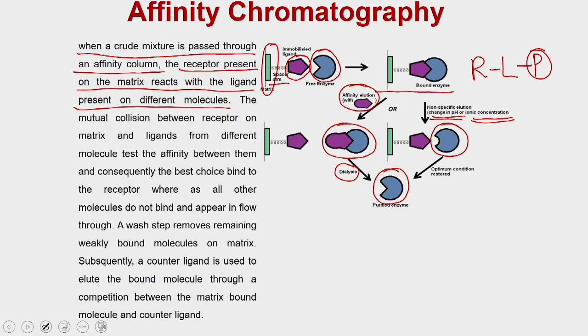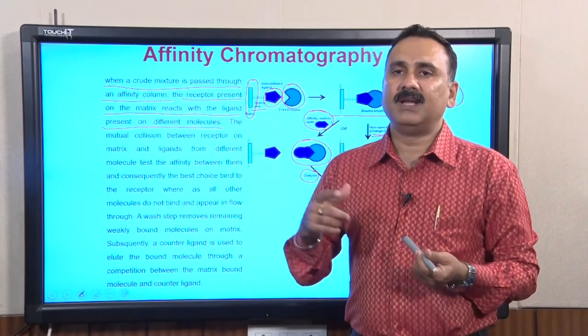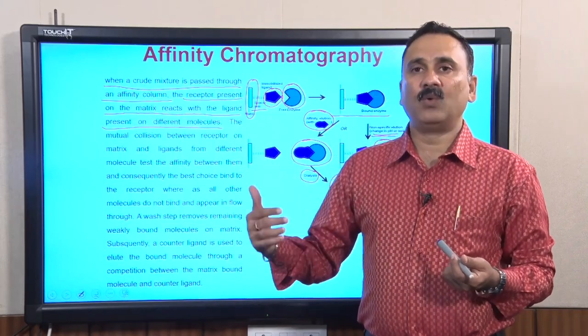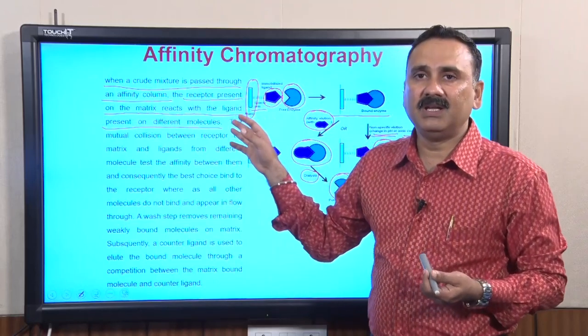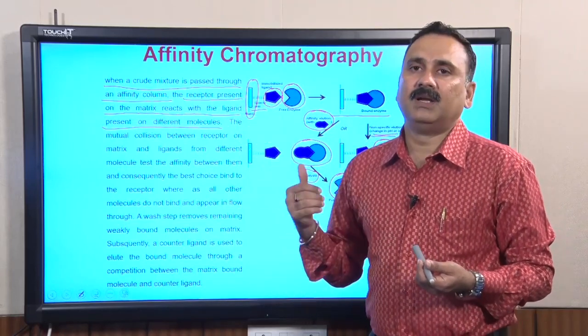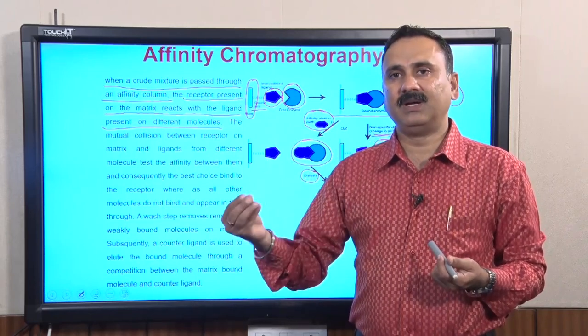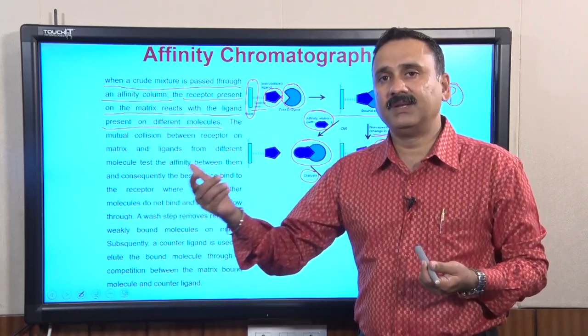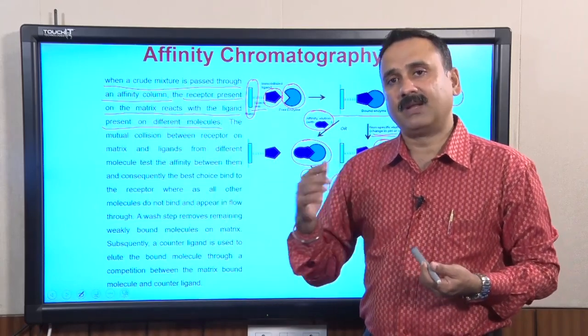The only difference between a specific elution using a competitive ligand versus a non-specific elution is that when you do a non-specific elution, the enzyme may come off along with the impurities, whereas when you use the affinity elution, the enzyme will only come out when it has the specific ligand. In those cases, what will happen is the level of purity is going to be better.